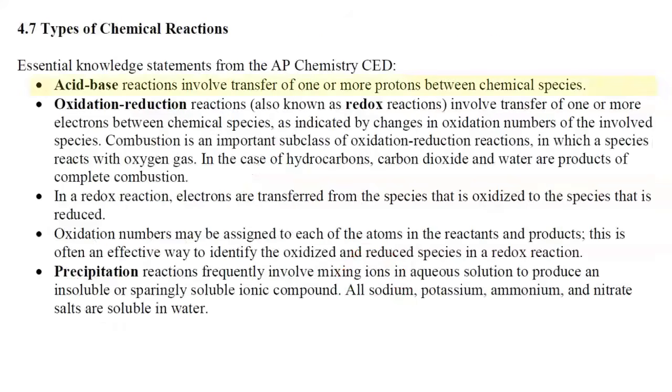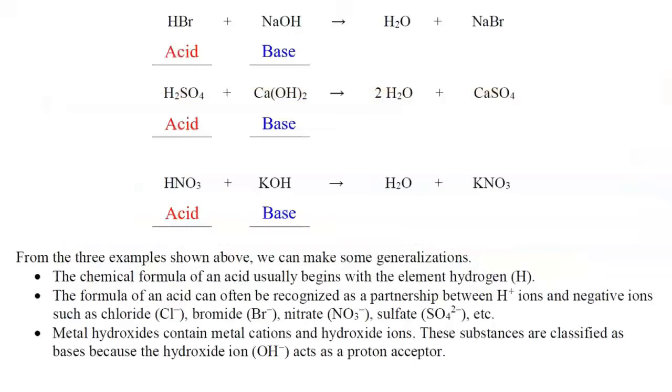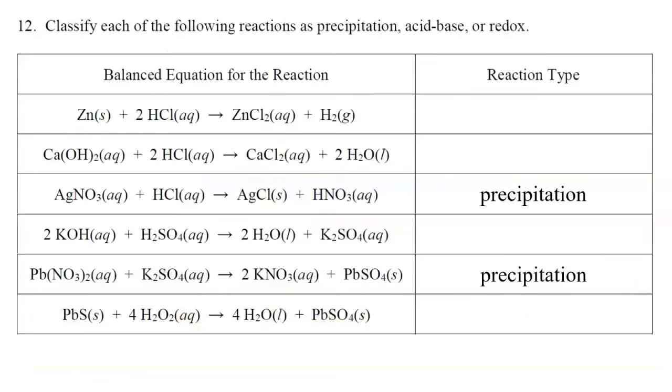All right, as far as the other types of reactions, we're looking for either acid-base or redox. Remember that an acid-base reaction involves proton transfer, so H+ being transferred from the acid to the base. Common examples of acids include HBr, H2SO4, HNO3, and metal hydroxides are good examples of bases that contain the hydroxide ion as a proton acceptor. So do we see any combinations of H+ and OH- to make water? Well, calcium hydroxide is a metal hydroxide, that's a base. Hydrochloric acid contains H+, that's an acid. We're making water. That is an acid-base reaction.